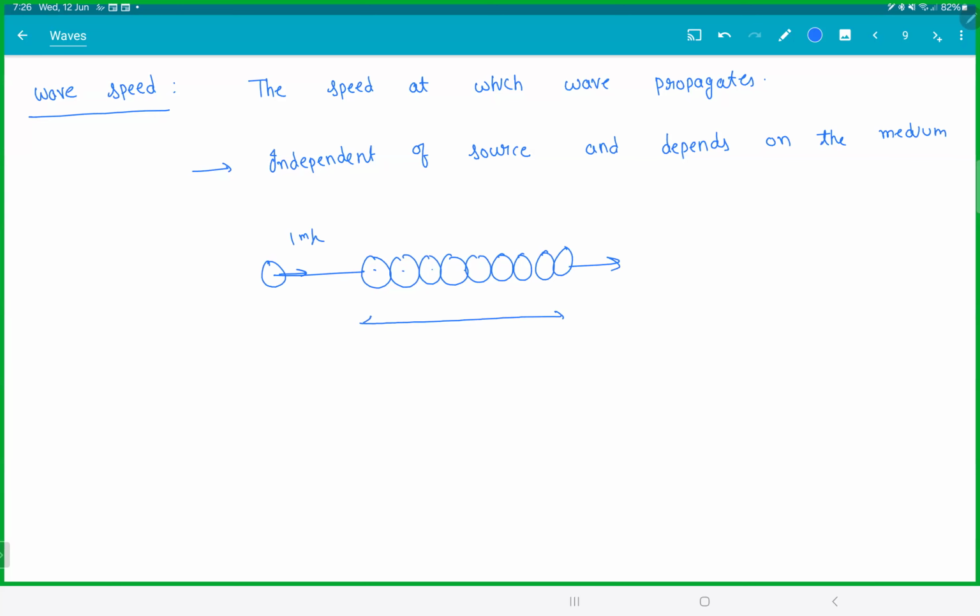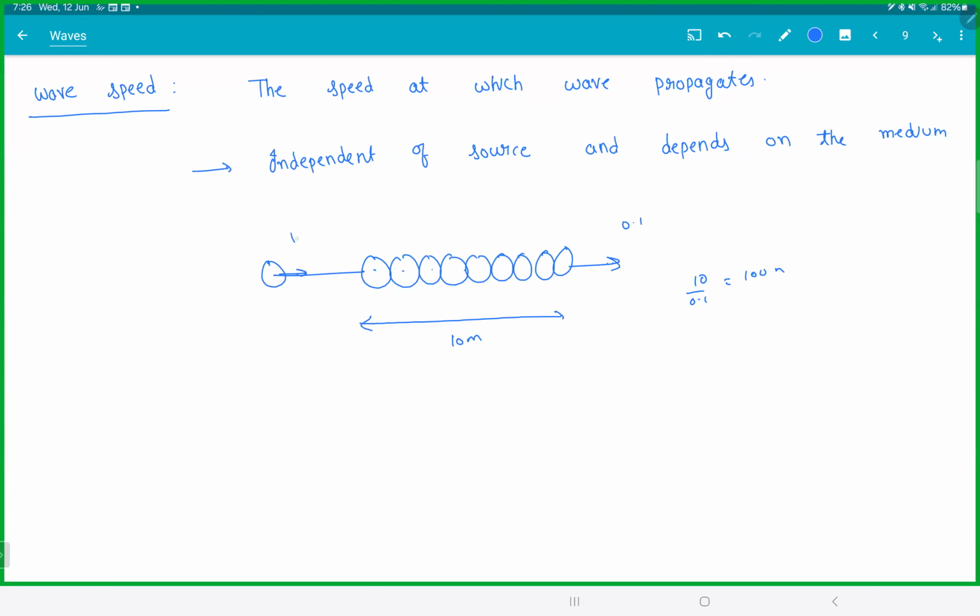Let's say this length is 10 meters, and let's say this ball moves after 0.1 second. So what is the wave speed? 10 by 0.1, which is 100 meters per second. Meaning this energy and disturbance travel through these balls at a rate of 100 meters per second.